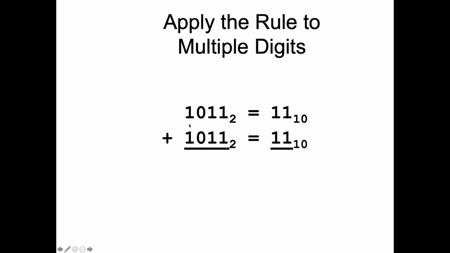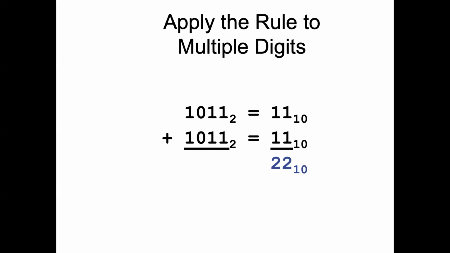So we've got 1011, which we already figured out in base 10 is equivalent to 11. I have another copy of the same number down here, so also 11 in base 10. We know in base 10 those should add up to 22. Let's see what happens if we try and add them in binary.